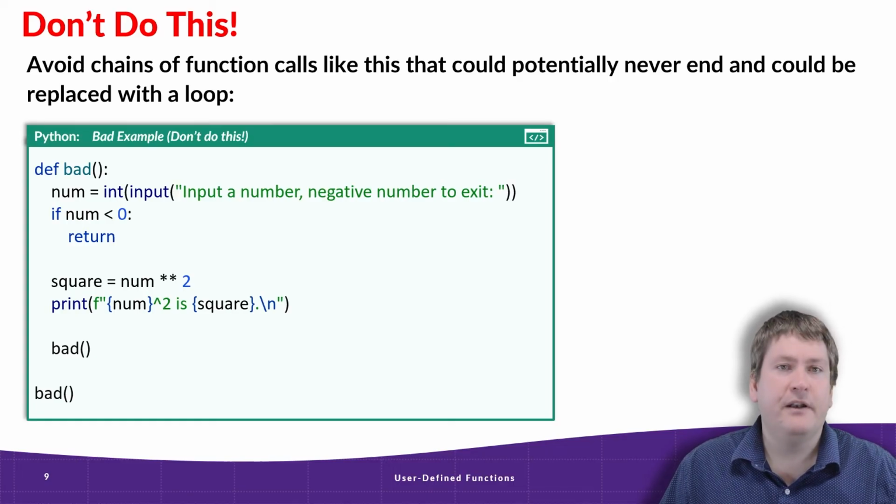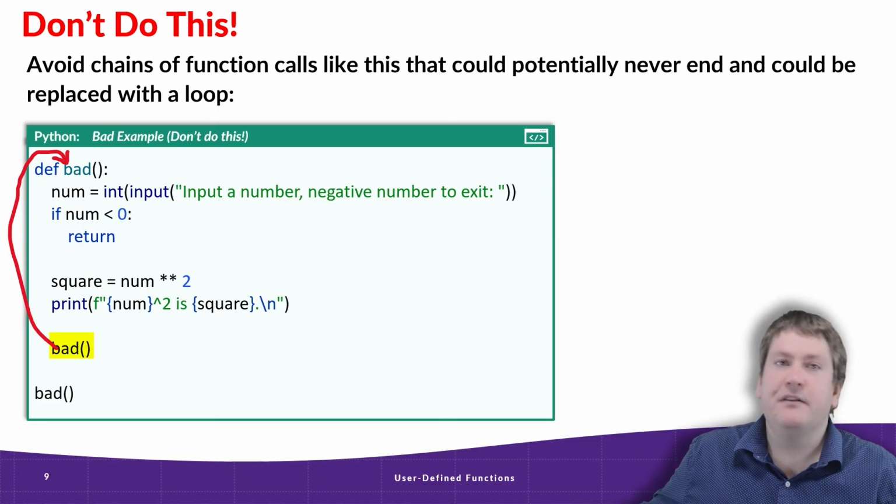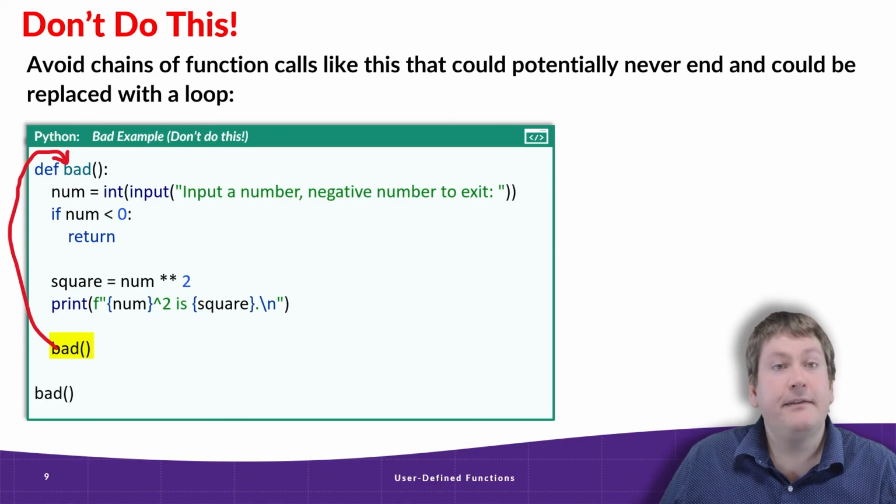Otherwise, we take the square of the number and we output the square of the number is whatever that value is. But this programmer, instead of using a loop like you should, like a while loop or a for loop, decided to call the function again from inside the function. So you might think that this just makes the function repeat like a loop, and it should be fine. But the problem is this does more than that.